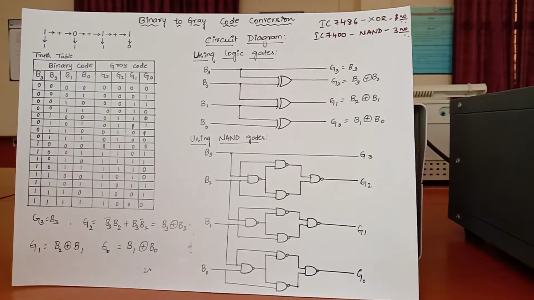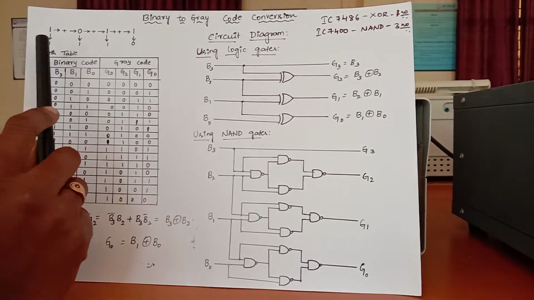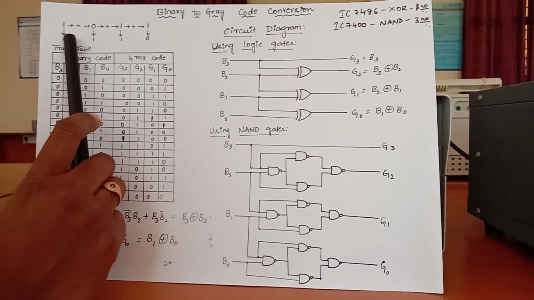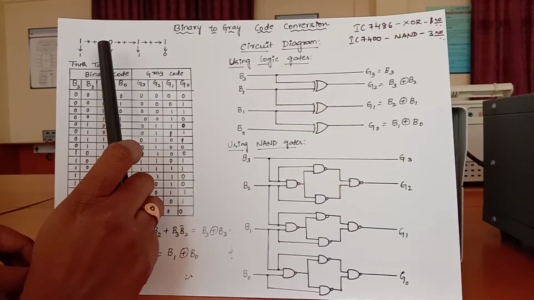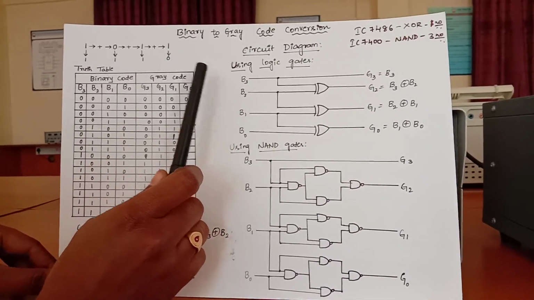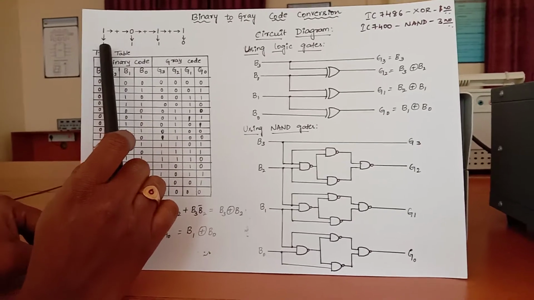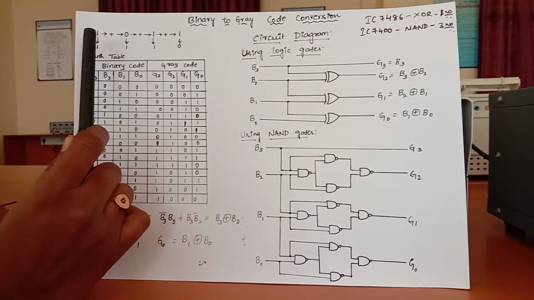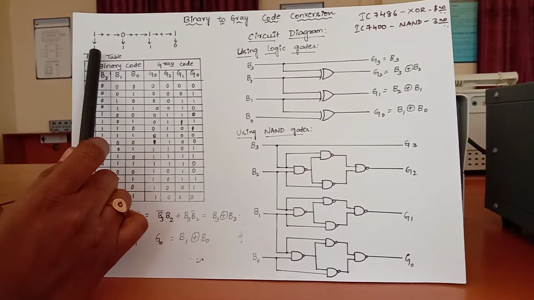So first let us see how to convert binary to gray code. For example, I am taking the binary number 1011. You can see here, this is my binary input, 1011. Then how can I convert binary to gray code? While converting binary to gray code, the MSB, the most significant bit, is retained as it is. If it is 1, it is written as 1. If it is 0, it is written as 0.